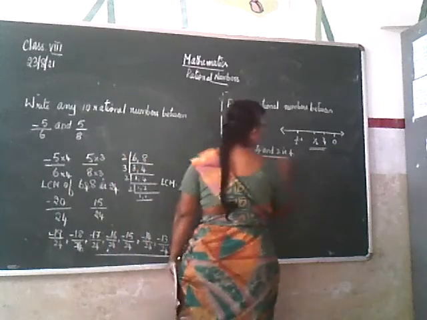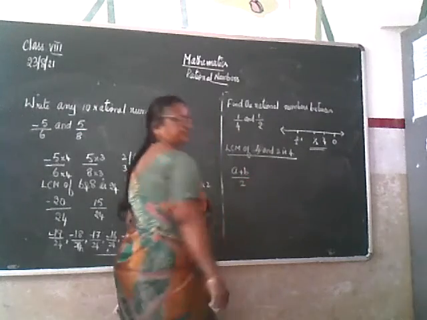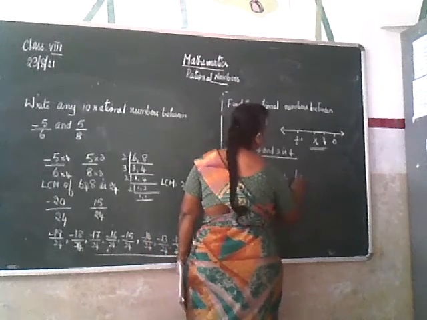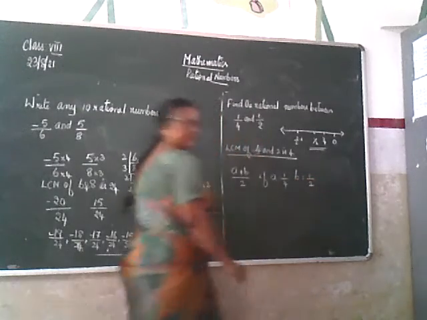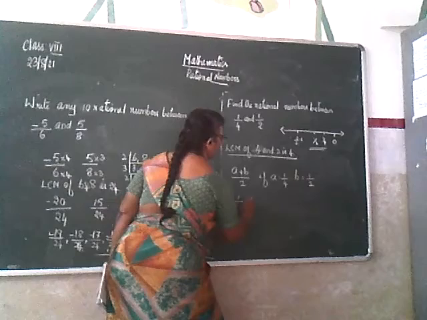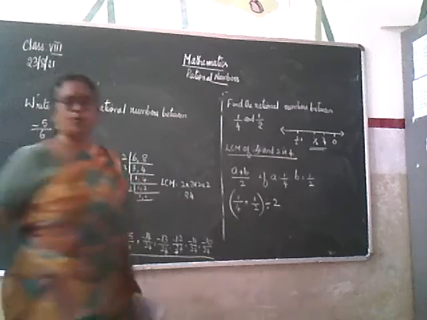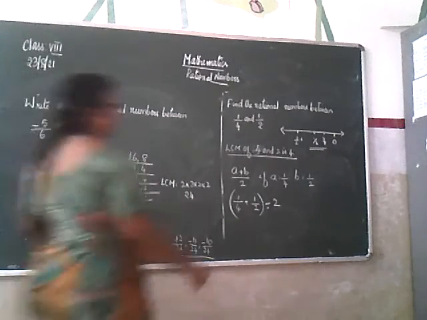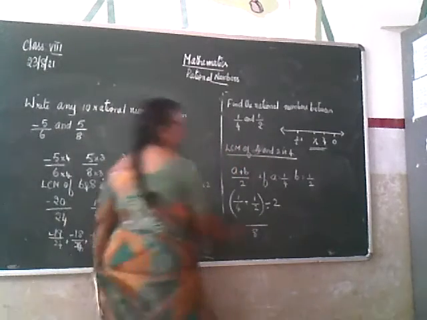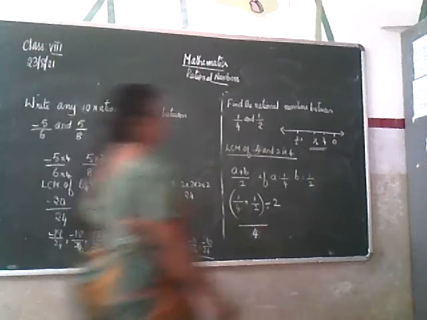Otherwise, this method we have already found out. Let me do A plus B by 2. If A is 1 by 4 and B is 1 by 2, if I do by this method, I will have A plus B, 1 by 4 plus 1 by 2, divided by 2. Okay? Again you must find out the LCM of these two. 8, because you have to add. So you will have the LCM of 2 and 4 is 4. Isn't it?